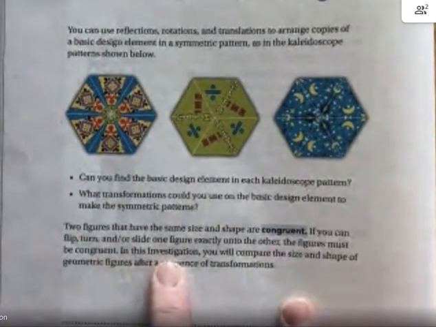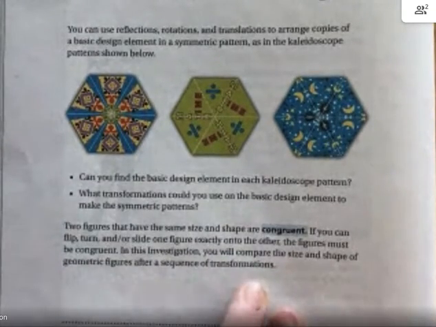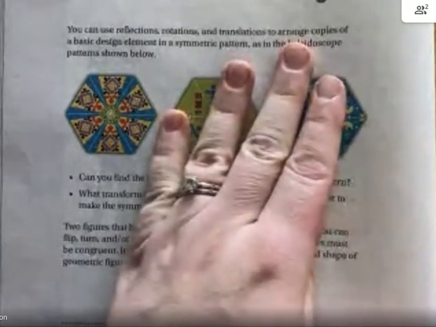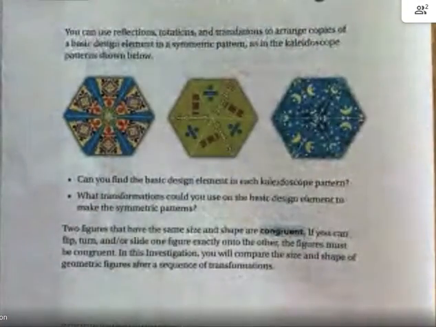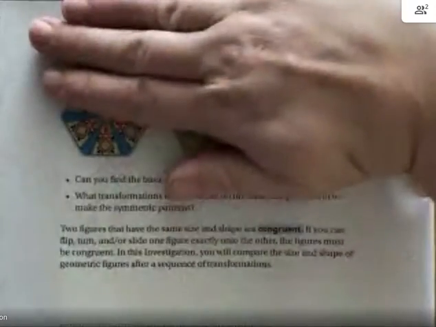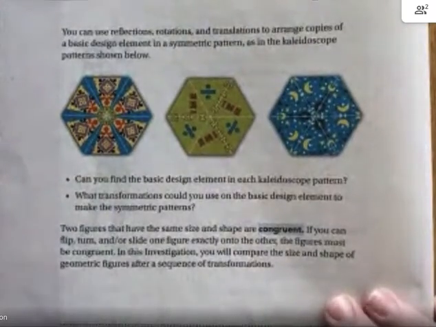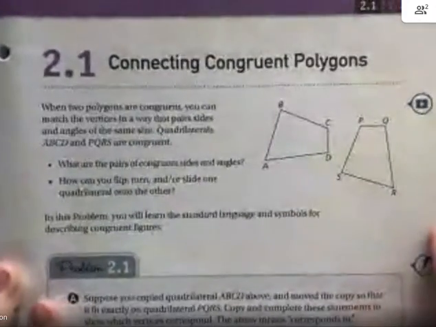In this investigation, you'll compare the size and shape of geometric figures after a sequence of transformations. So we're now not just sliding a shape over. We're not just flipping a shape over. We're not just rotating a shape. We are doing all of those things at once. So I might rotate a shape, then slide it up, and then reflect it, or whatever it may be. You might be seeing multiple transformations that occur between today and tomorrow. So 2.1, that's what we're working on today.